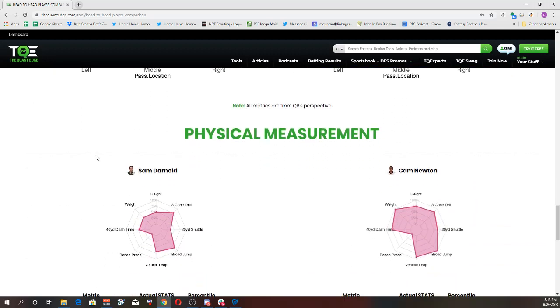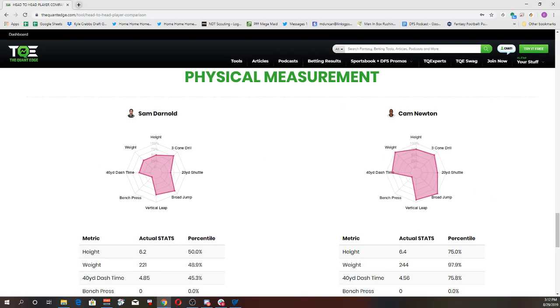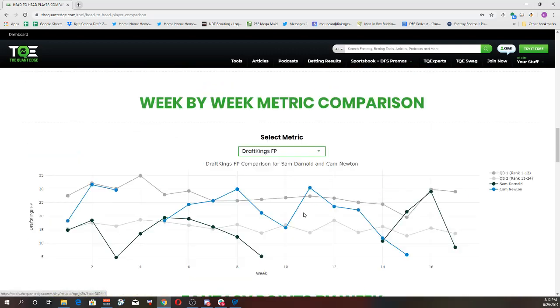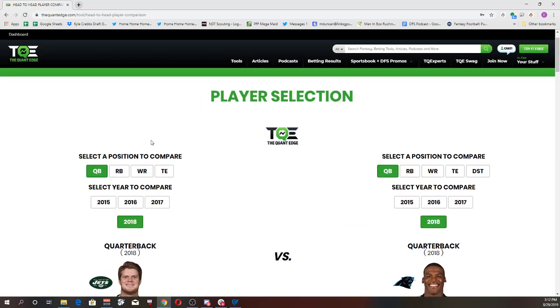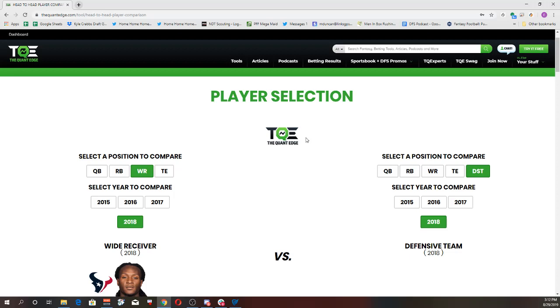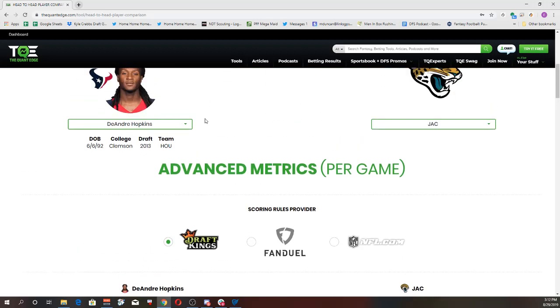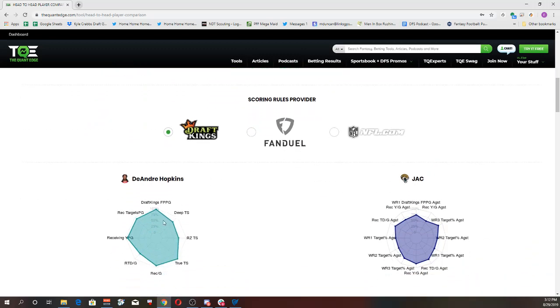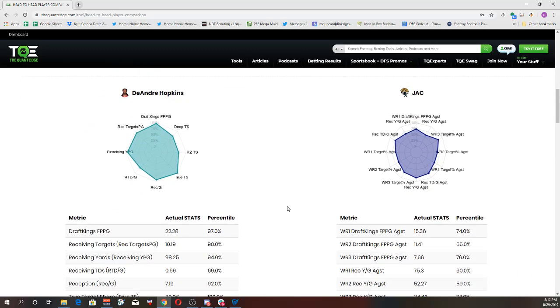Now if I continue to scroll down, I can see the physical measurements, how they performed at the combine. So one thing I love to do, and I'll just do it real quickly because I think wide receivers and defensive special teams is actually a really interesting way to do it. So if I take DeAndre Hopkins versus the Jacksonville Jaguars, I scroll down, look at how good DeAndre Hopkins is, right?